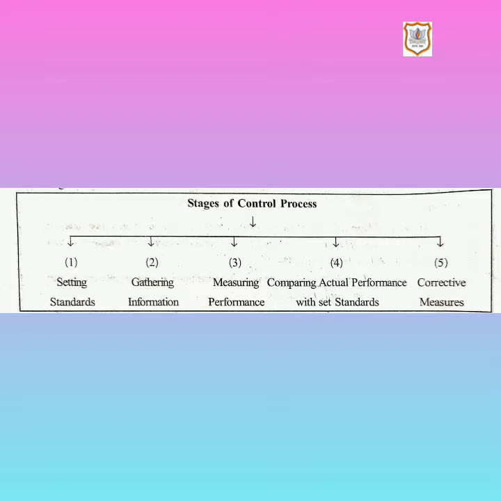Now, the standards can be qualitative or quantitative. These standards should be easily understood by those who have to achieve them. And such standards include physical, cost, price, income, capital. Over and above, these standards can be profit targets, production targets, cost targets.